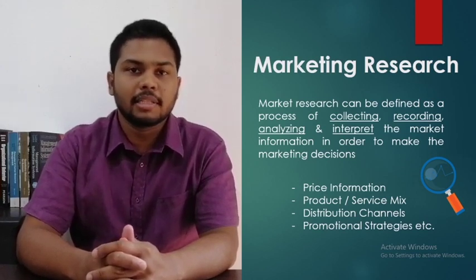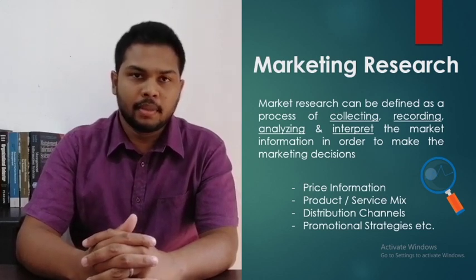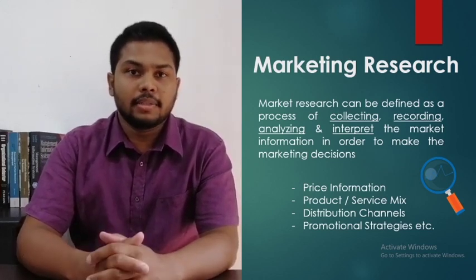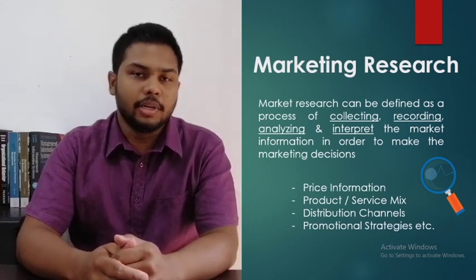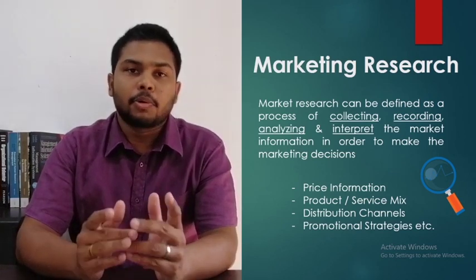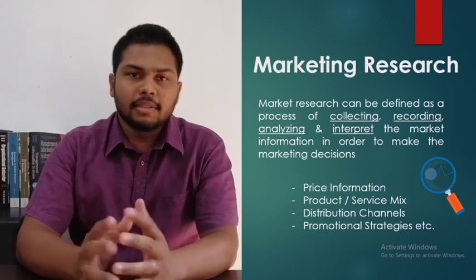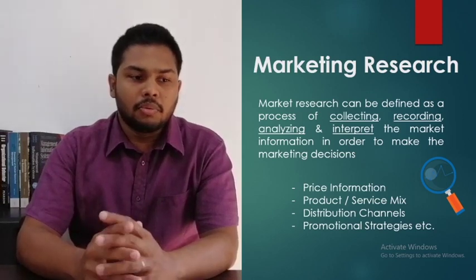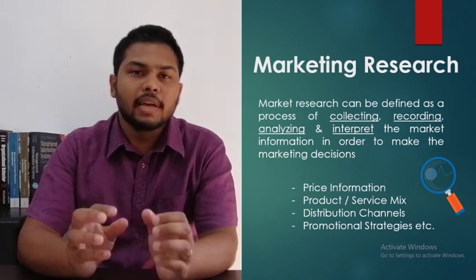If you can remember, the concept is the 4 P's, right? Price, product, place, and promotion. When it comes to a service-oriented organization, another 3 elements are added to it, so we call it the extended marketing mix: people, process, and physical evidence. We can receive so much information through these types of elements.